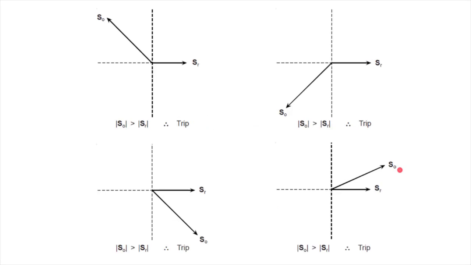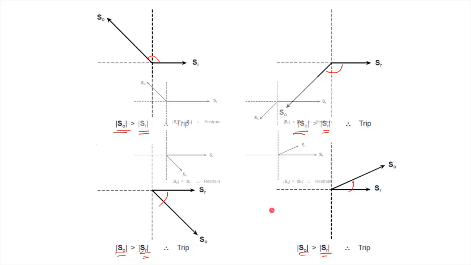Similarly, we can see the comparisons. It doesn't matter where the phase angle is. If we see the phase angle, it is different for each case, but in each case the magnitude of the operating signal is greater than the magnitude of the restraining signal. Therefore, it will give the trip signal. So these are the tripping cases, when the magnitude of SO is greater than the magnitude of SR.